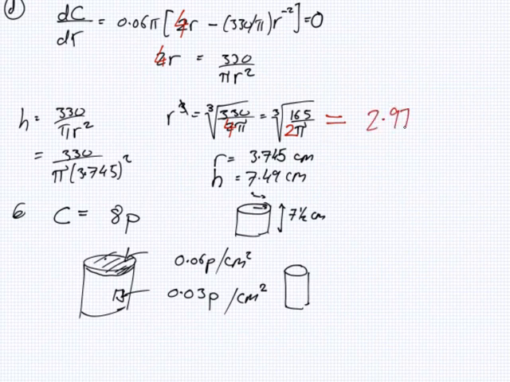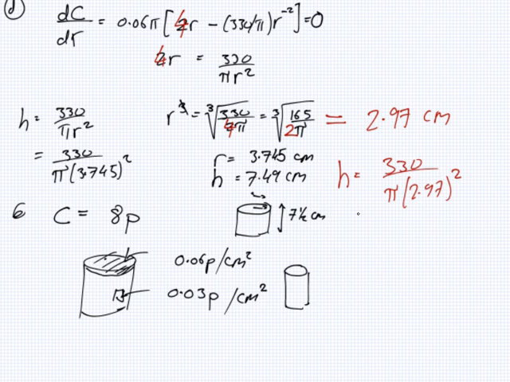Now 2.97 centimeters for the radius means it will be 6 centimeters wide. Monica, can you show me on your ruler how big is 6 centimeters? Would you say that's how wide a can is? Yeah, I'd say it's about that, isn't it? Okay, now let's calculate the height. So again, it would be 330 over pi times 2.97 squared. So can we see what we get here for the height?